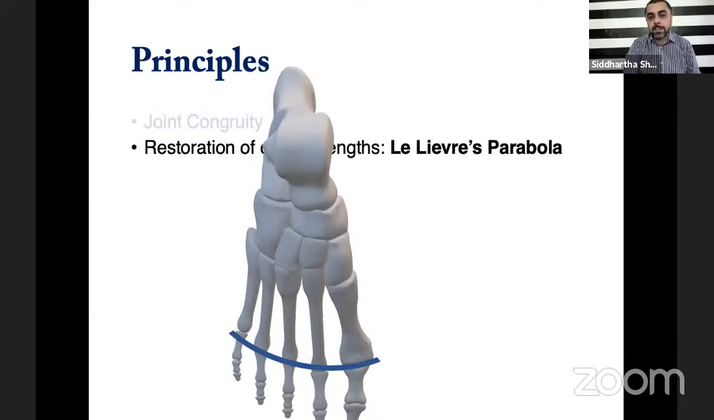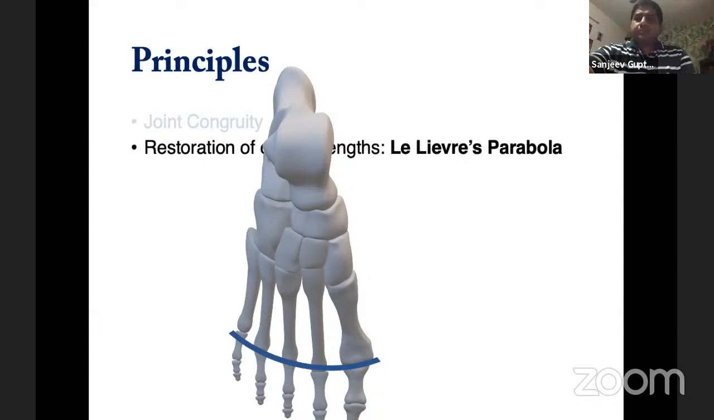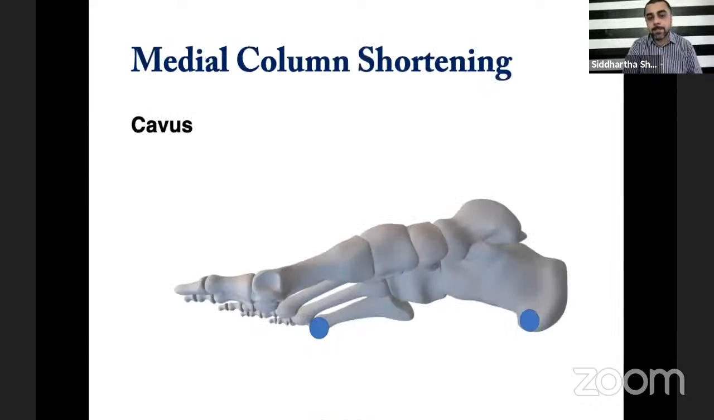There is also the concept of Lelievre's parabola, and typically the second metatarsal is longer than the first one, although there may be some anatomical variations. So when you talk of column lengths, we must be looking to restore the foot anatomy, and it is so important to have an X-ray of the opposite side if you want to restore the column lengths.